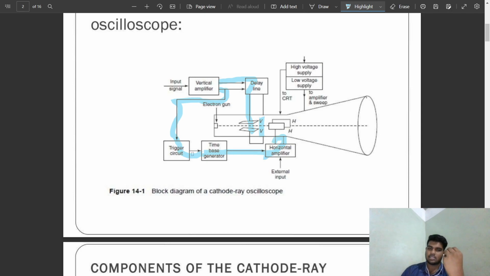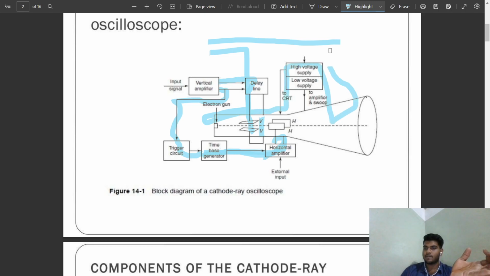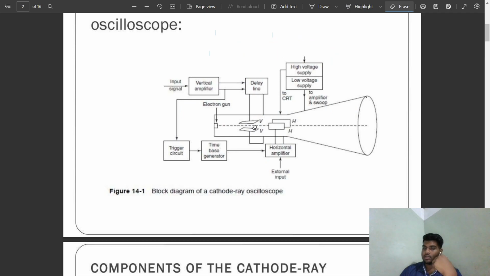So this is going through a time-taking process. Rather than going straight from here to a place, you are taking a detour, come here, go back, take a detour, then finally come. Which is quicker? The straight line is quicker. You get the point, right? And here we have many obstacles also in this route. So we can clearly see that the vertical signal is reaching the cathode ray tube way faster than the horizontal plates. That's why a delay line is used.